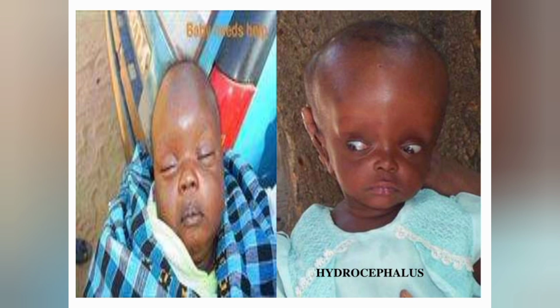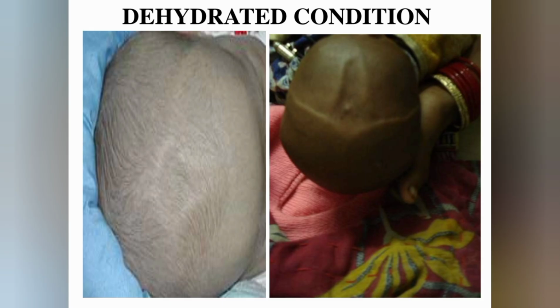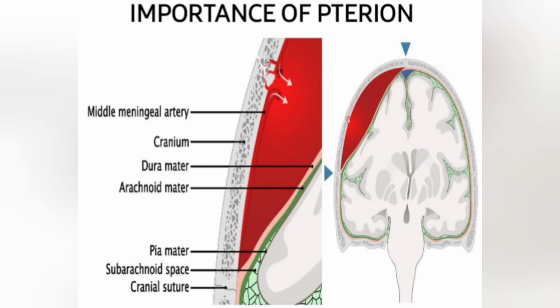Regarding applied anatomy, the anterior fontanelle bulges in cases of hydrocephalus, where there is a rise in intracranial pressure. The anterior fontanelle gets depressed in cases of dehydration. Fractures of the pterion region lead to hemorrhage from the middle meningeal artery, leading to epidural hematoma.